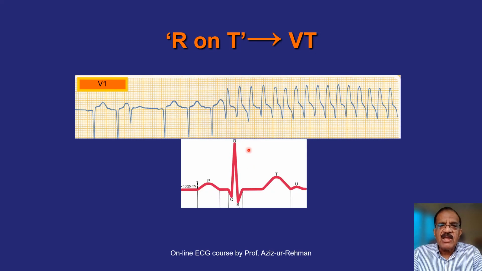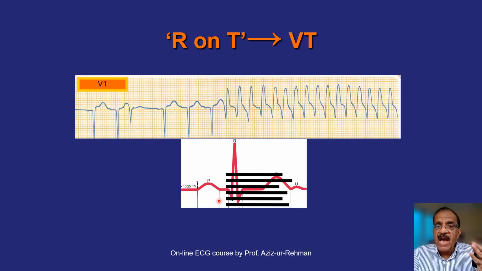So let's enlarge this one, and this is the normal QRS complex. Now these bars show the entire depolarization and repolarization process, okay? Ventricular, not atria. Initially, the process starts simultaneously. All muscle cells in the ventricle start depolarizing simultaneously, but their depolarization does not complete at the same time.